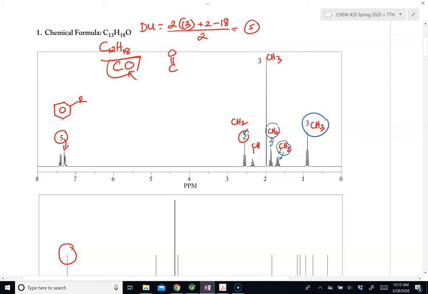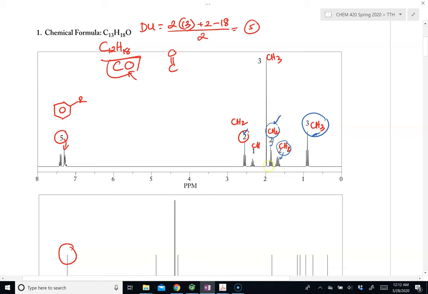So that means it connects to a CH2, but then there are many CH2 in here. In this case, because this CH2 right here is split into a triplet, it connects to a CH2. And now, which of these CH2 would it be connected to? In this case, we know it would be this CH2.